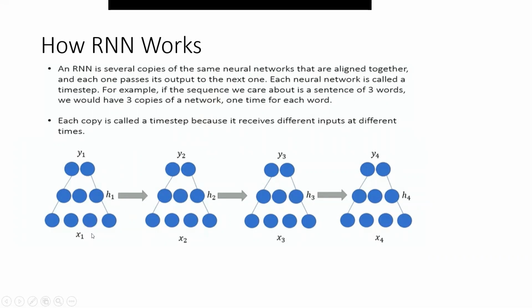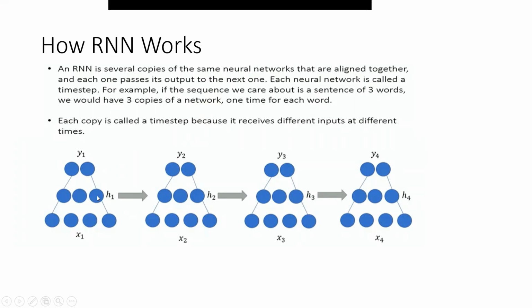If the sequence we care about is a sentence of three words, we would have three copies of the network, one time for each word, right? Each copy is called a timestamp because it receives a different input at a different time. So when we pass one word at x1, it does certain calculations at the hidden layer, and then generates an output y1.